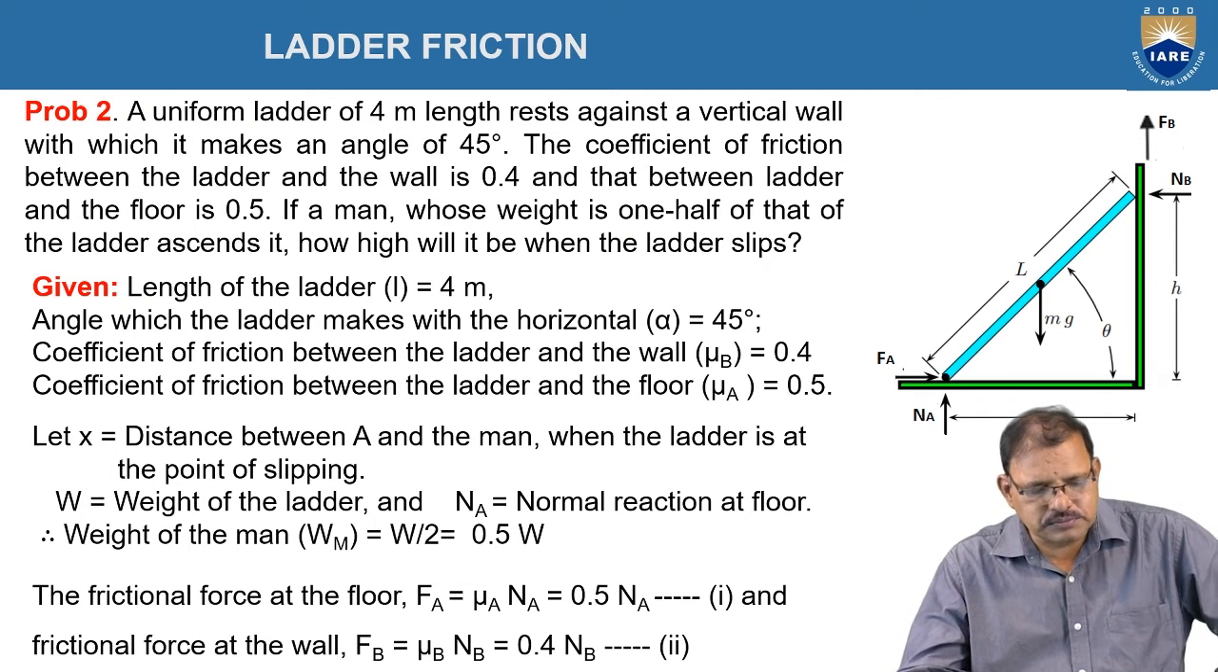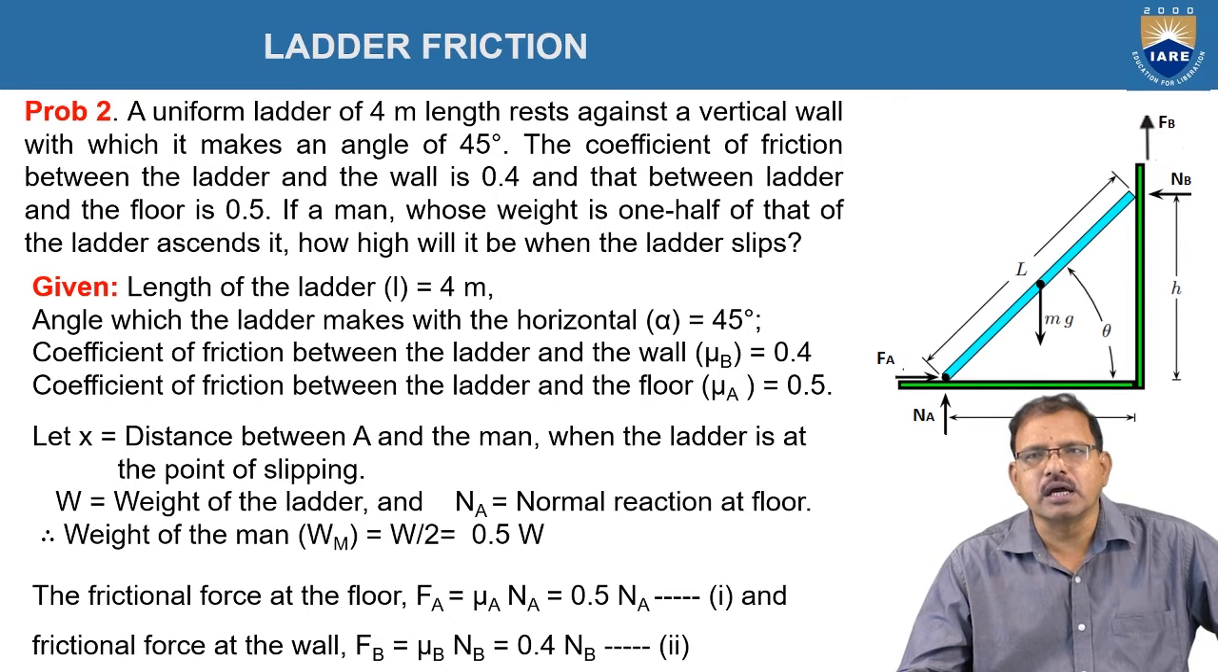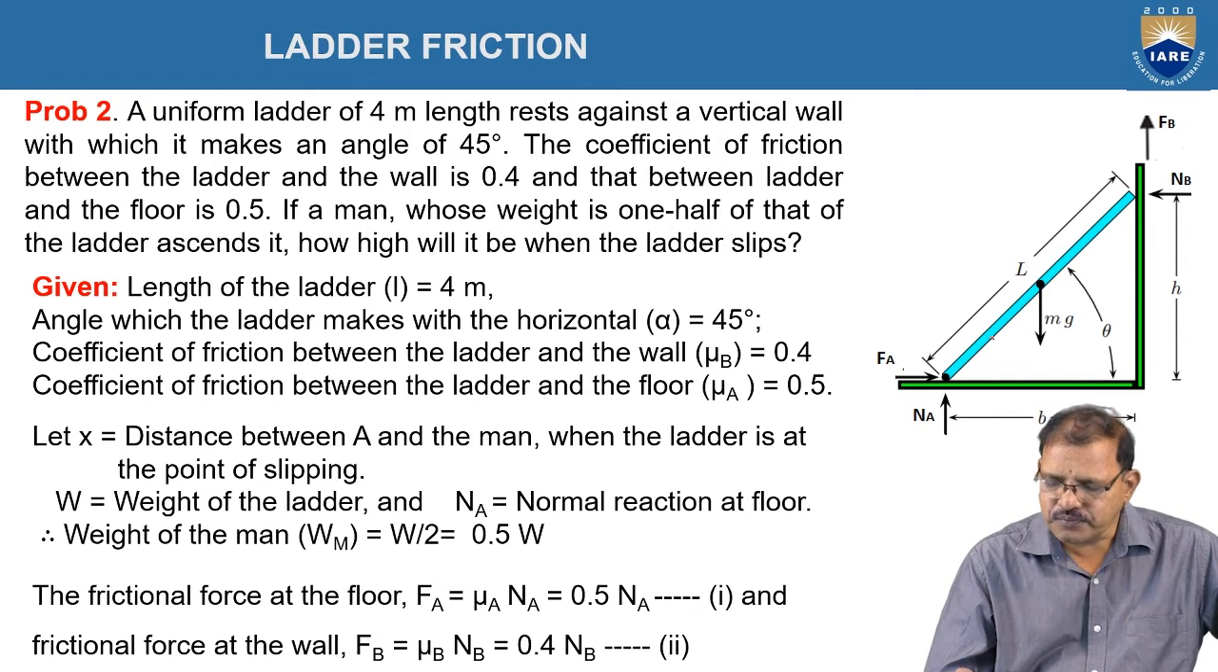Okay, second problem now. A uniform ladder of 4 meters length rests against a vertical wall with which it makes an angle of 45 degrees, as shown in the figure.